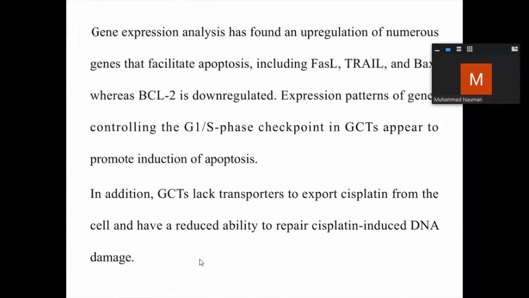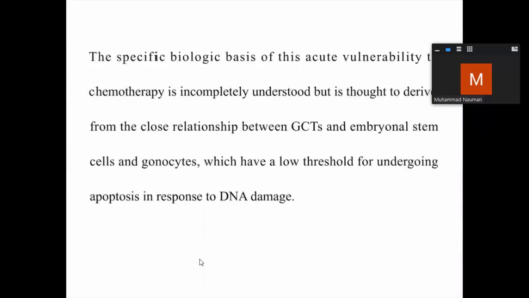Gene expression analysis has found an upregulation of... Noman, can you explain this thing, the last point, the last sentence, once more?